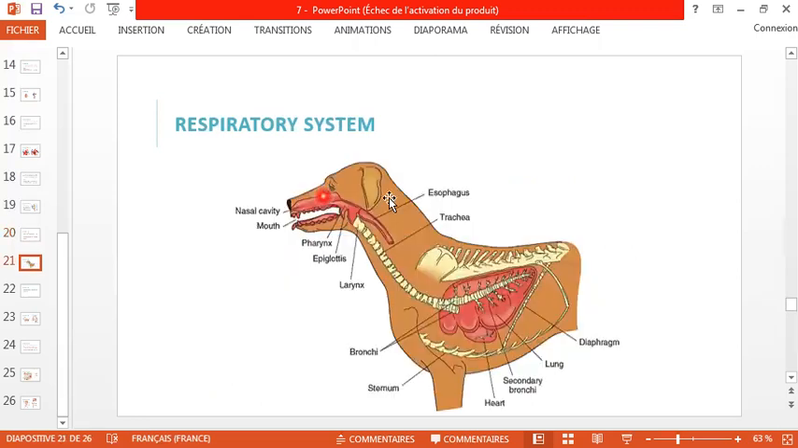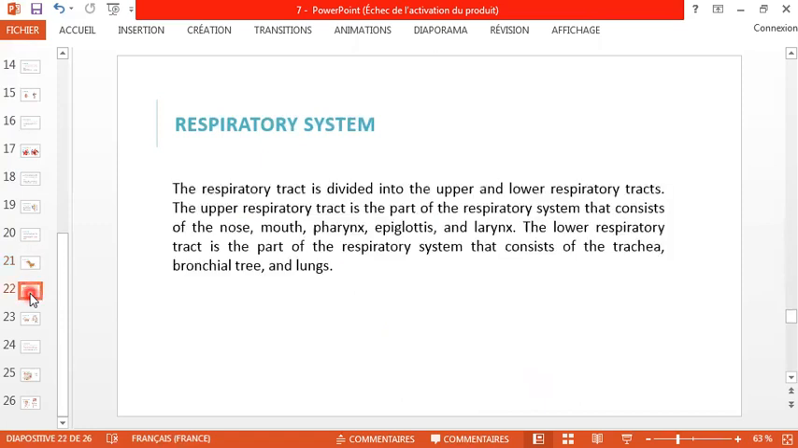We are going to see together the different parts of the system: the nasal cavity and the mouth, then the larynx, and then the trachea, and at a lower level you have the lungs and diaphragm. From outside, the lower respiratory system is covered by the ribs, les côtes, and the sternum. It is divided into the upper and lower respiratory tracts, so you have mainly two parts.